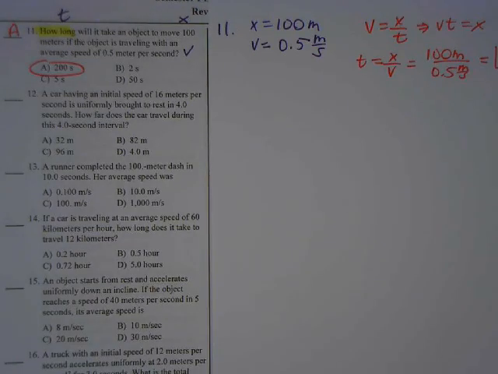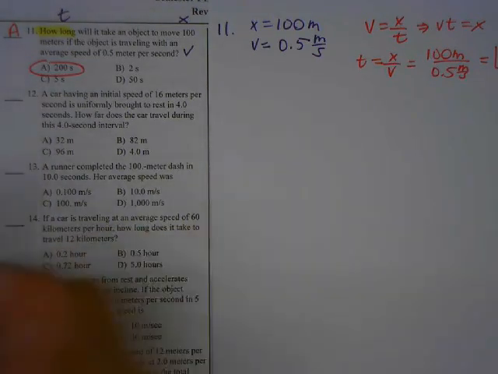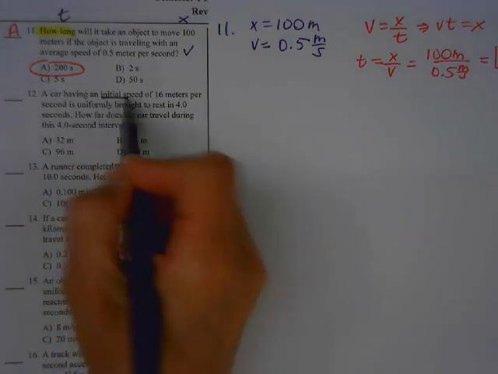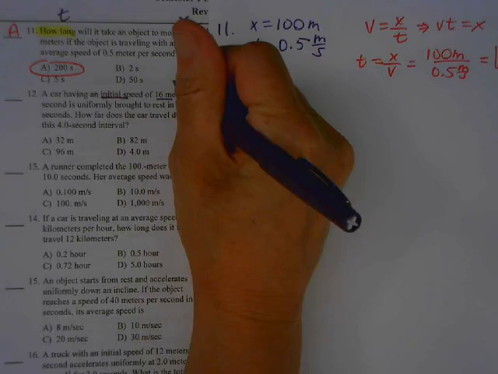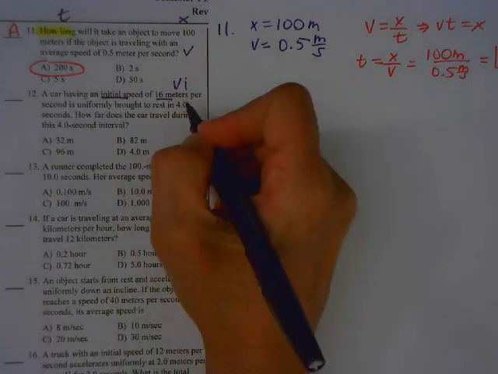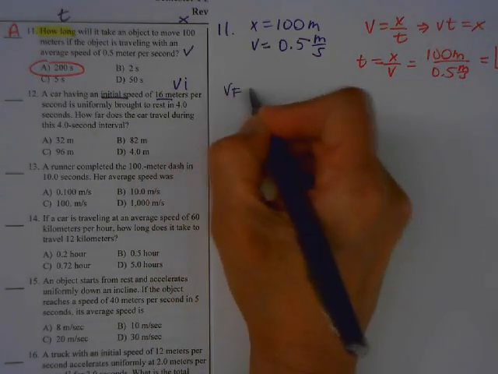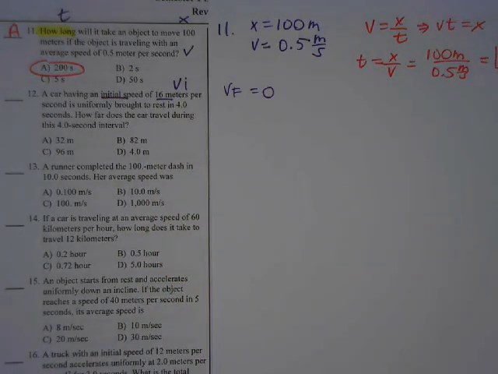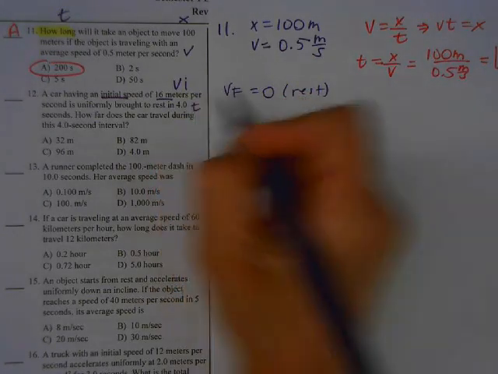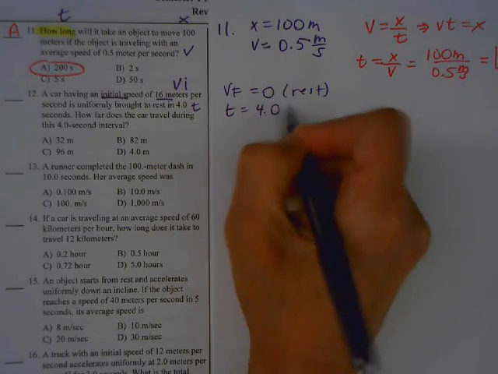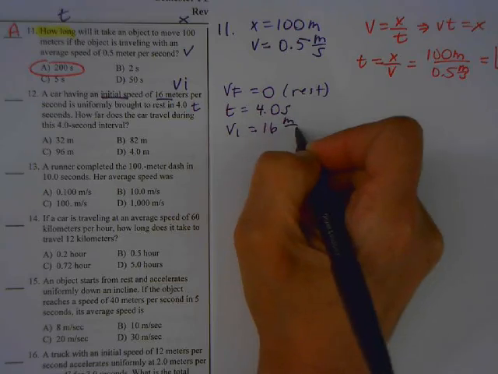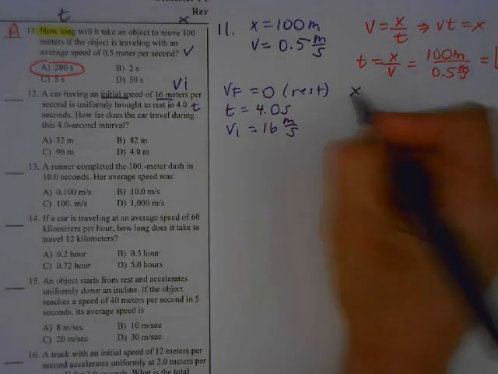Number 12. So as I'm reading the problem, I can write on the test. So a car having an initial speed, so this is vi, is uniformly brought to rest. So that means vf is 0. That's one of my hidden variables because it's brought to rest in 4 seconds, which is the time. So the time is 4 seconds, and the initial speed is 16. How far? So I want to find x.